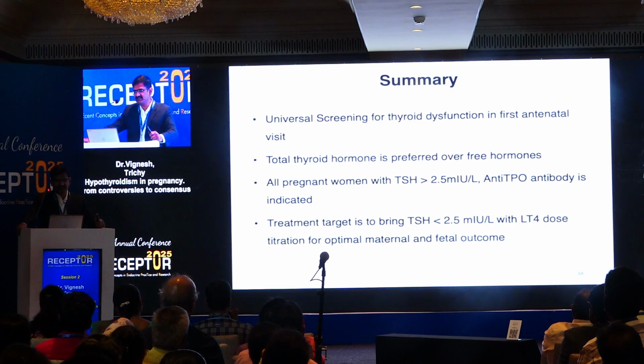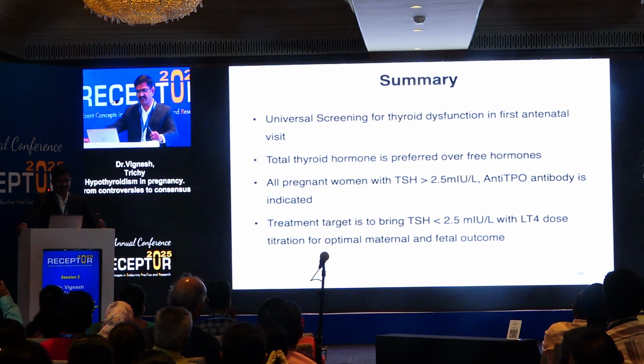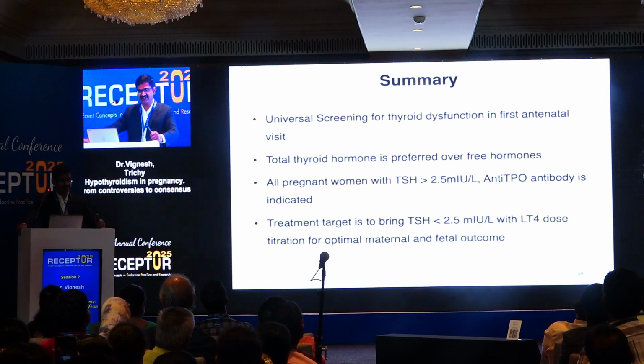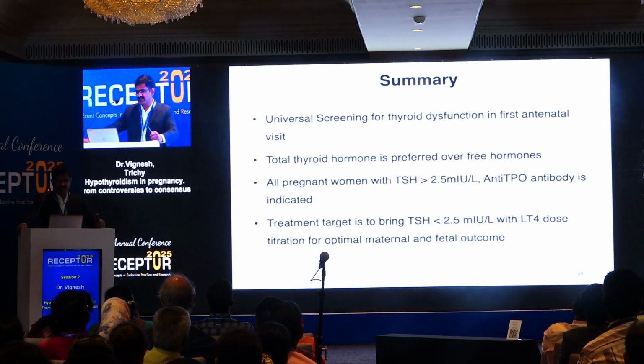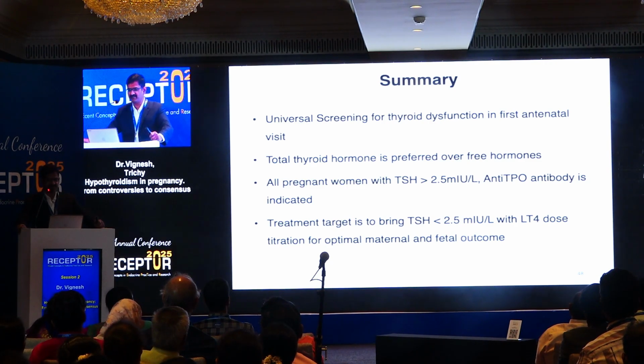For all the pregnant women with TSH more than 2.5 and less than 10, the antibody can be used for guiding the treatment and starting the treatment. Our aim of therapy is to bring down the TSH to less than 2.5 with thyroxine dose titration for optimal maternal and fetal outcome.